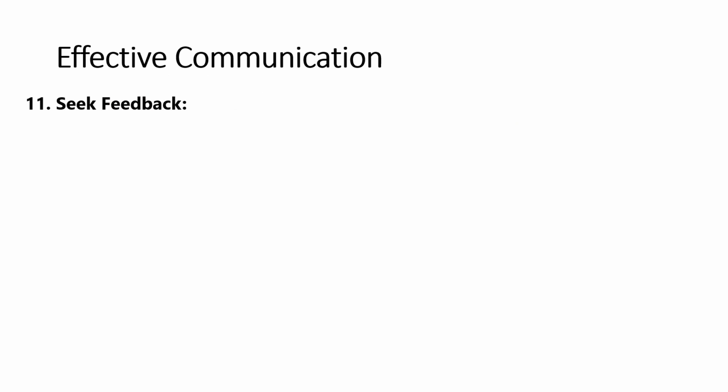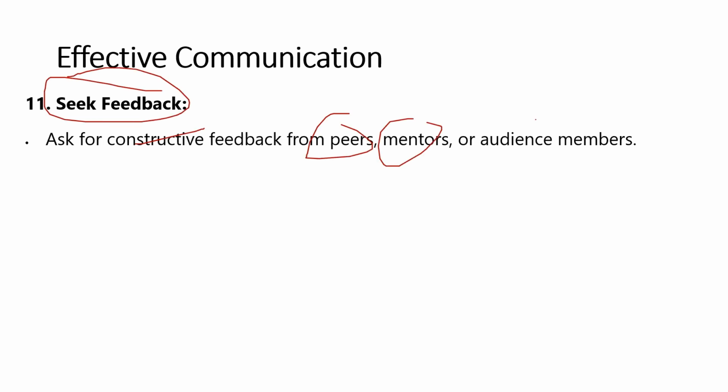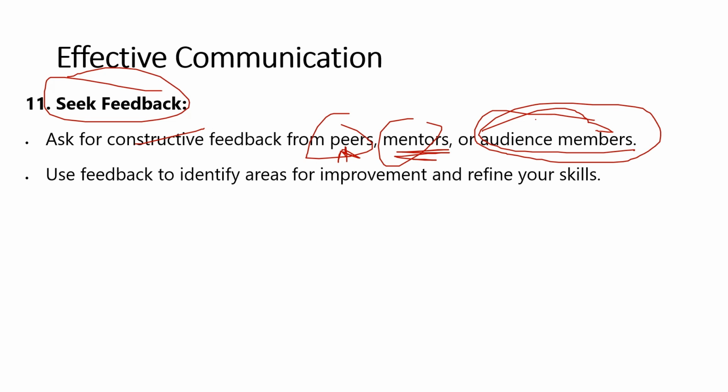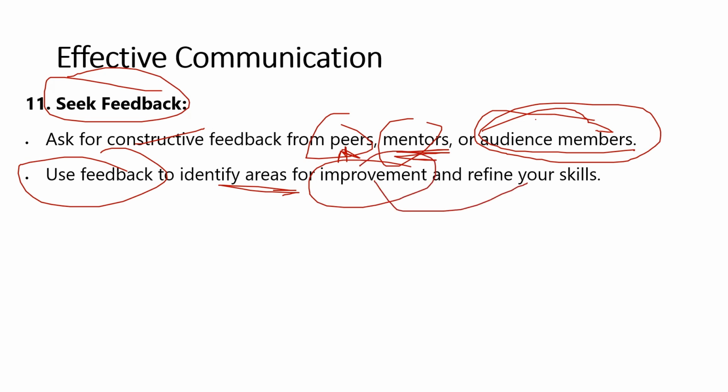Seek feedback. Ask for constructive feedback from peers, mentors, and audience members. To improve yourself, ask for feedback. You may ask your peers, you may ask your seniors or mentors, or some audience members. Use that feedback to identify the gray areas or your weaknesses where you can improve and refine your skills.